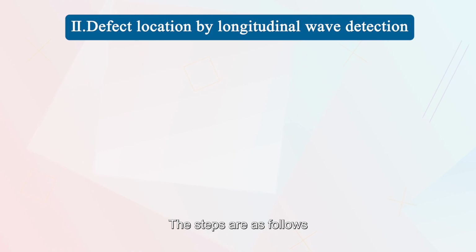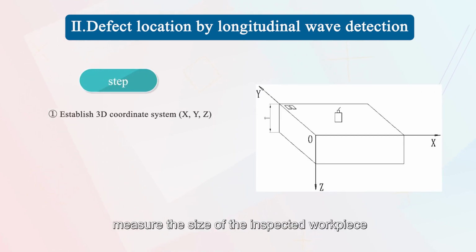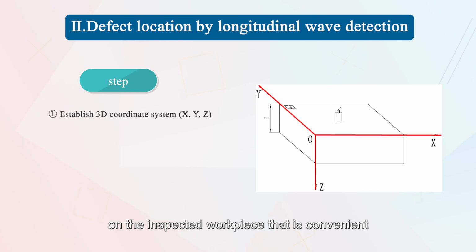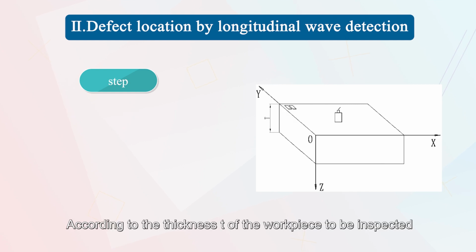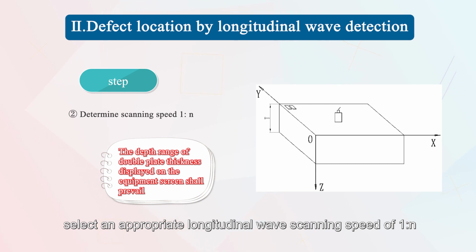The steps are as follows. As we can see, first, measure the size of the inspected workpiece and establish a three-dimensional coordinate system on the inspected workpiece that is convenient for expressing the defect positioning. According to the thickness of the workpiece to be inspected, select the appropriate longitudinal wave scanning speed of 1 to n.